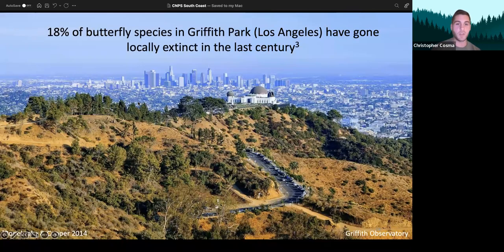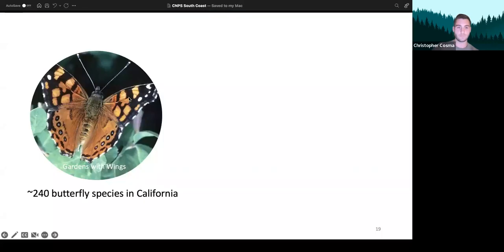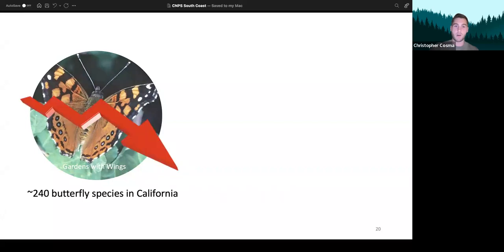And when we zoom in on particular areas, these declines are really distressing. So here in Los Angeles, close to where I live, I'm in Riverside, in Griffith Park, one of the largest urban parks in the state, 18% of butterfly species have gone locally extinct there in the past century. So looking at the broader picture here, there are about 240 butterfly species in California. And we know that right now, many of those species are declining.